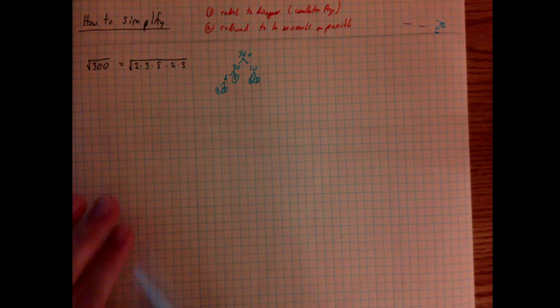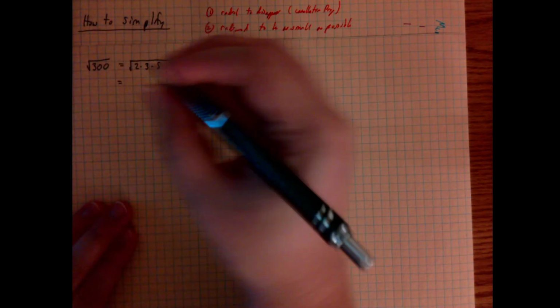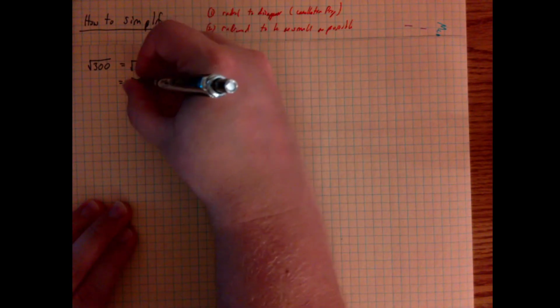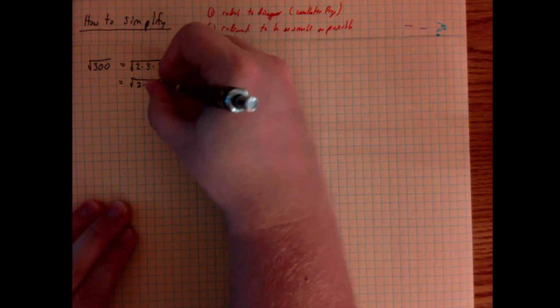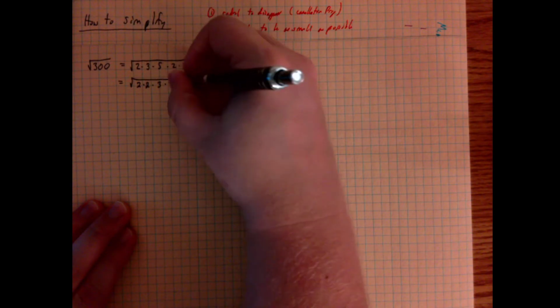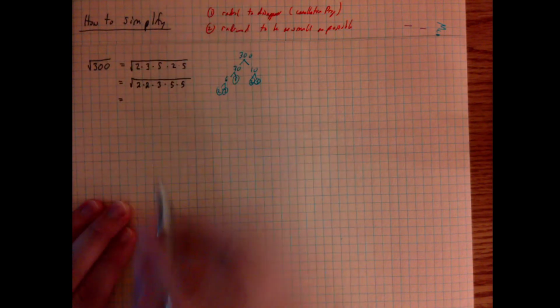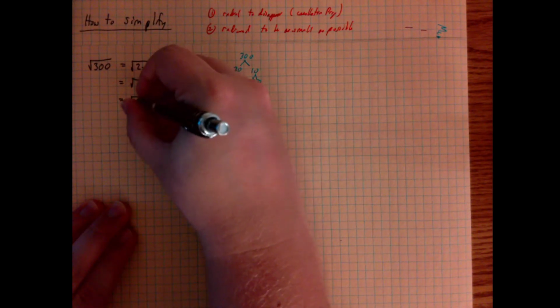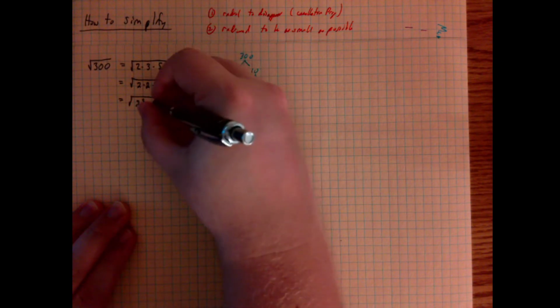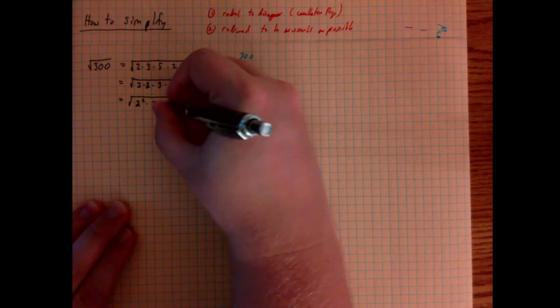This is one method. Now, from here, I remember that I can reorder anything that I wish, as long as they're all being multiplied. So I could, for example, move the 2's to become together, and move the 5's to come together, allowing me to rewrite them using exponents. This becomes 2 squared times 3 times 5 squared.